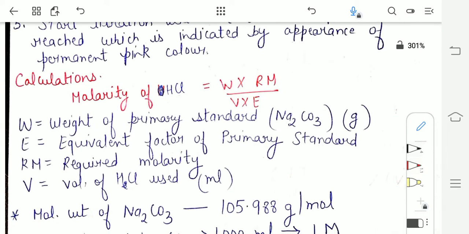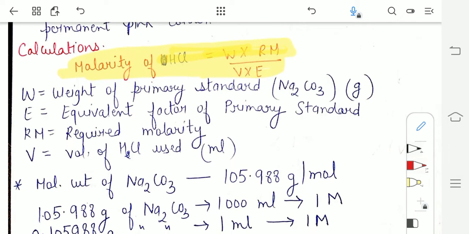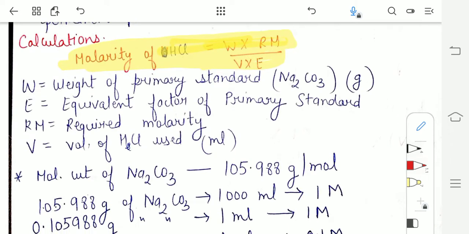So the formula for calculating the actual molarity of HCl I have written over here, which is W into Rm upon V into E. This is the same formula which we used in our previous video for calculating the molarity of sodium hydroxide. Let me just read out first: here W stands for the weight of primary standard, which is sodium carbonate, in grams.